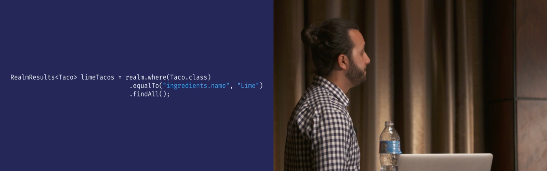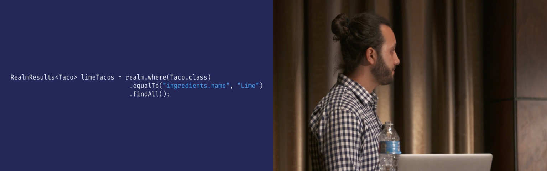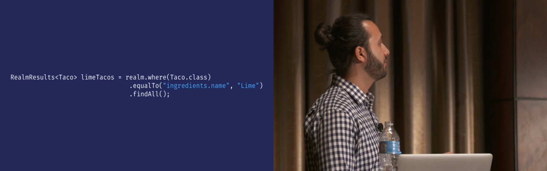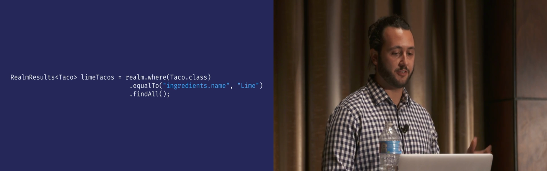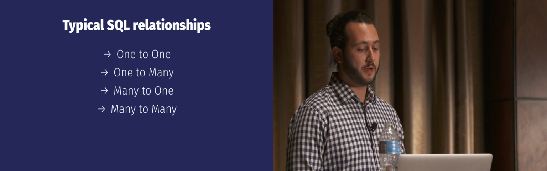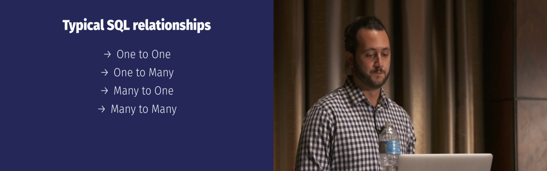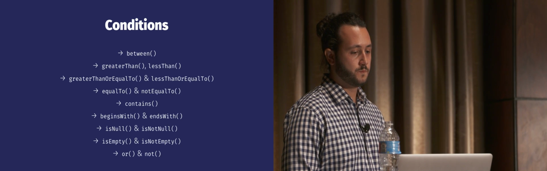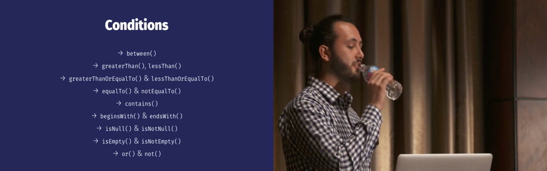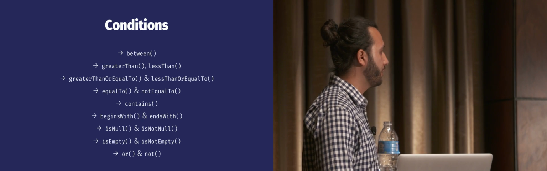Here we're asking Realm, can you give me all the tacos where an ingredient's name is lime? And we're going to save that to our RealmResults of lime tacos. So that's going to give us our list of tacos that we can iterate through. Realm gives us all our typical SQL relationships, one-to-one, one-to-many, and so on. Realm will also give us conditions or predicates for looking up any kind of RealmResults. These are some examples. Feel free to research them on your own.